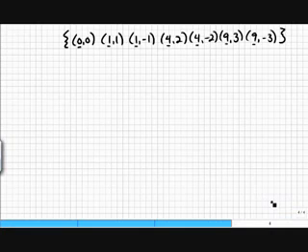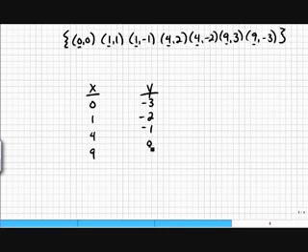The next thing it asks us to do is actually draw a mapping, and mappings are easy to do. Let me show you what a mapping is. We're going to make a list of all of our x's down through here, and our x's were 0, 1, 4, and 9. And then we're going to make a list of all of our y's underneath here, and I'm actually going to put these in order. Our y's were -3, -2, -1, 0, 1, 2, and 3.